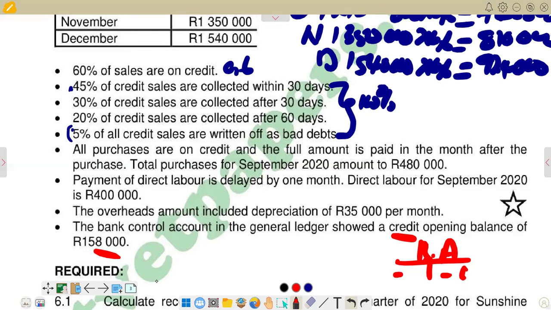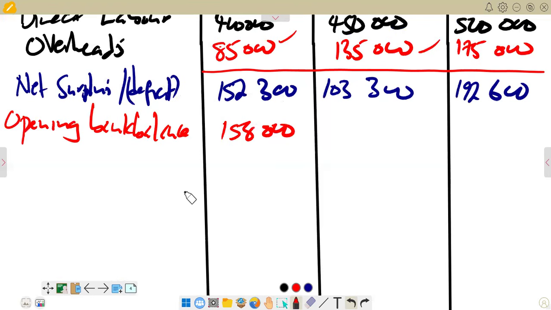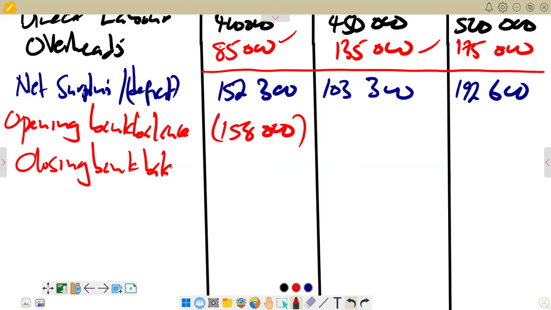So here, if you come here, you will see that 158,000 now is supposed to be in brackets, to show that it's a negative. Then to get your closing bank balance, the formula is just simple. We are just saying opening balance, you add the net cash. Let's try to present it there. Let's just say we are saying net balance plus opening balance, then you get the closing balance.